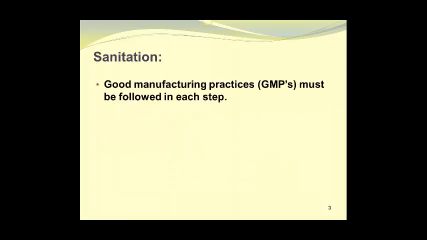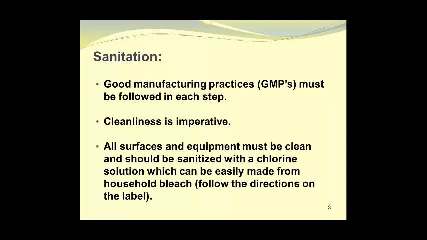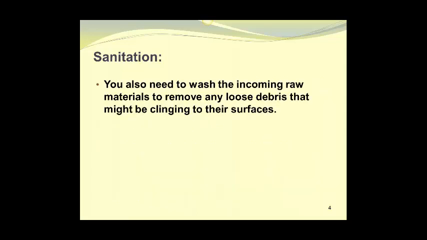Good manufacturing practices, also called GMPs, must be followed at each step, and GMPs include things like general sanitation and housekeeping. Of course, cleanliness is imperative. All surfaces and equipment must be clean and should be sanitized with a chlorine solution, which can be easily made from household bleach if you follow the directions on the label or look up instructions on the internet.